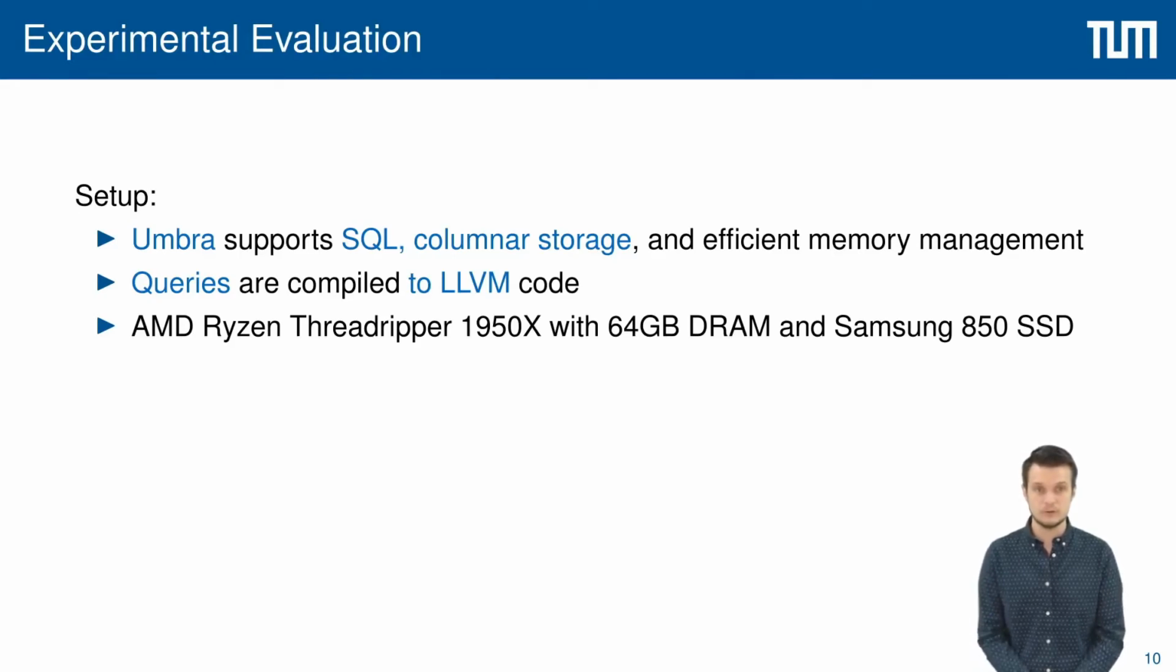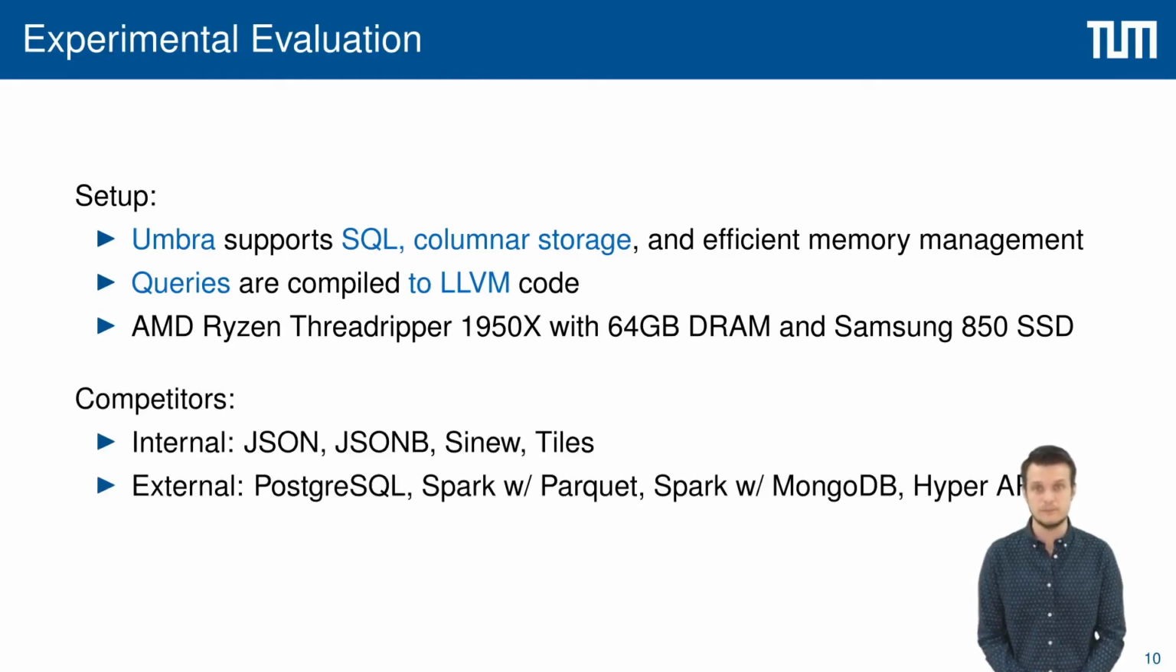We use Umbra for JSON tiles, which is the database management system developed here at the Technical University of Munich, which supports SQL in columnar storage. We compile our queries to LLVM code. All the experiments we show later are run on an AMD Threadripper with 64 GB DRAM, 16 cores and 32 hyperthreads, and the data is initially stored on a Samsung SSD.